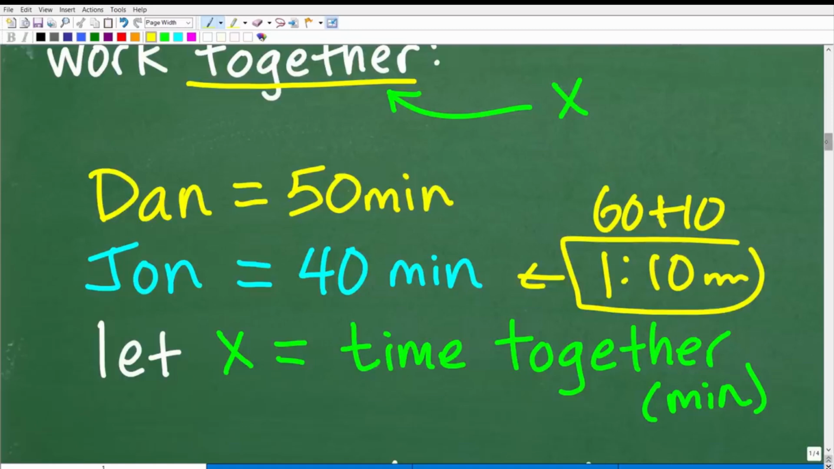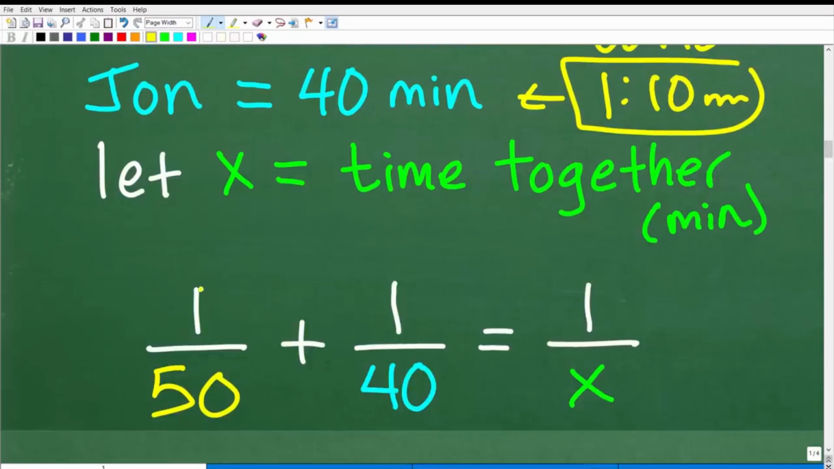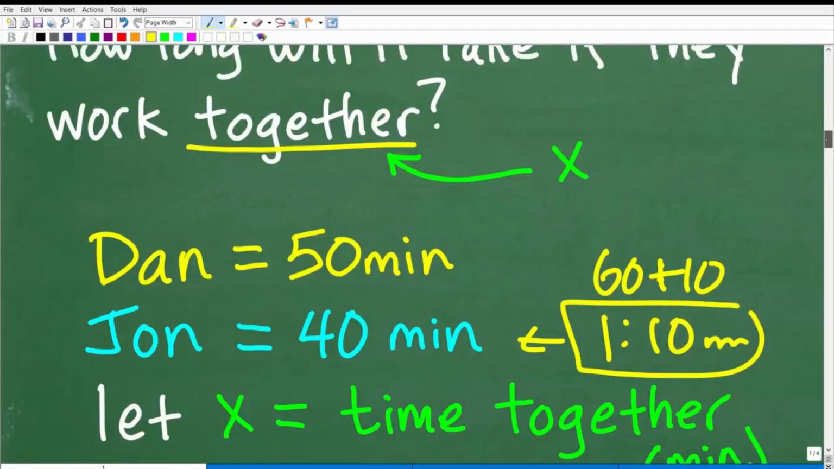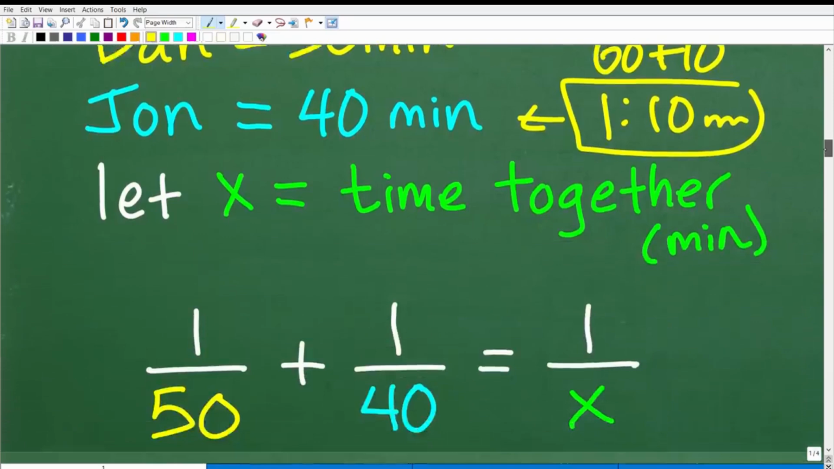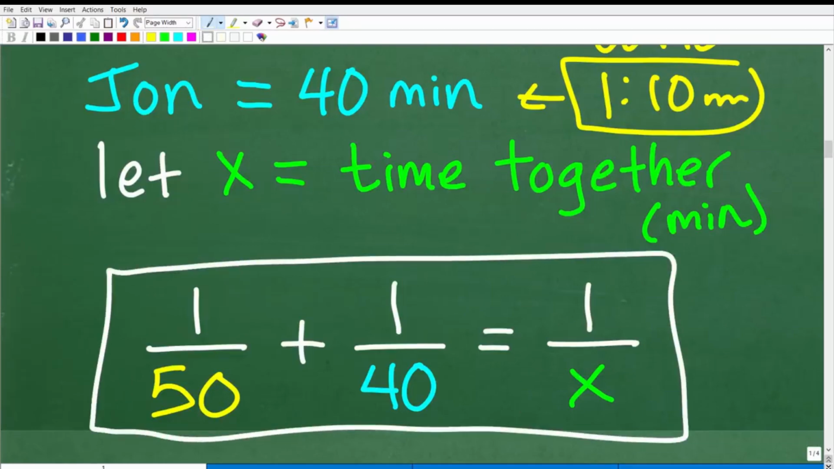Okay, now we're going to set up our little formula here. 1 over 50 would represent Dan: he can complete one job, that one task, in 50 minutes. John can complete that one task in 40 minutes, and together they can complete that one task in X amount of minutes. So what we've done here is translate this situation into an algebra equation. At this point, it really comes down to: do you have the algebra skills to solve this equation?